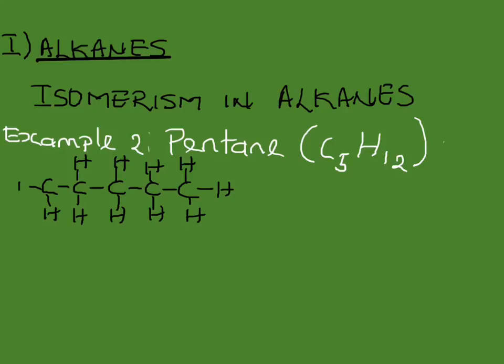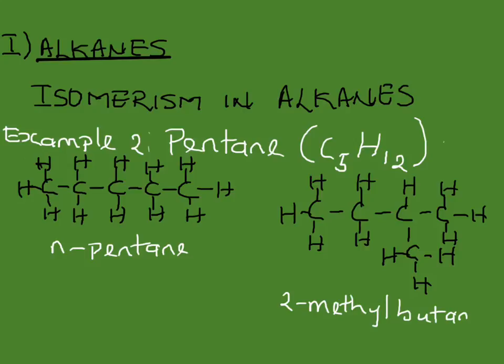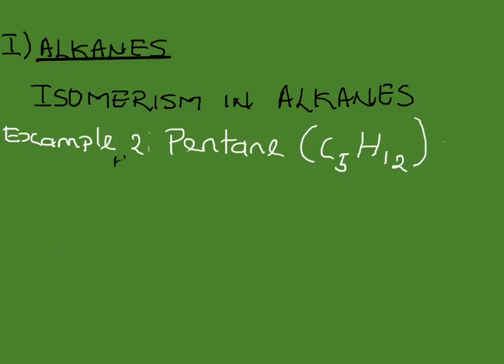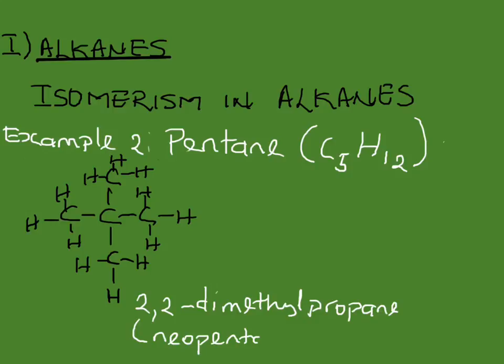Like you can see on the board there, the first isomer of pentane is N-pentane. The next one is 2-methylbutane. And the third one is 2,2-dimethylpropane, otherwise known as neopentane.